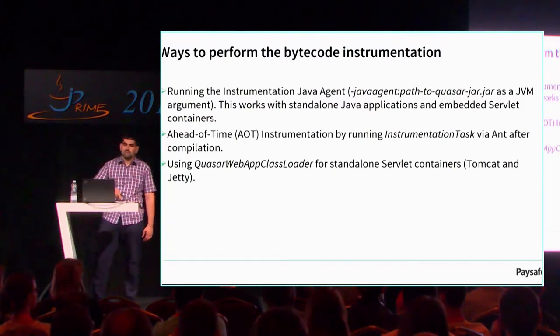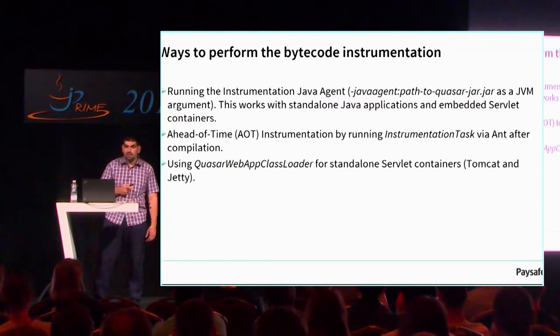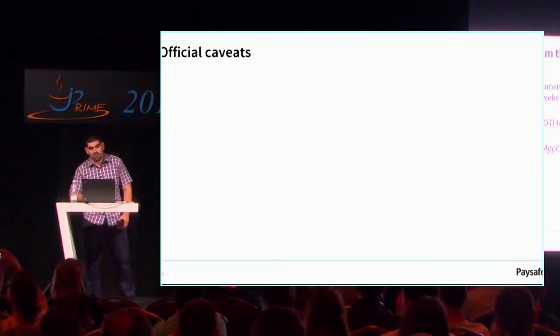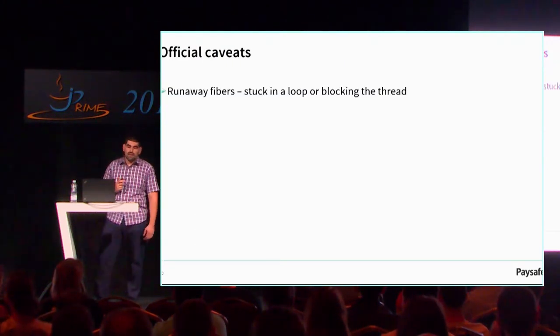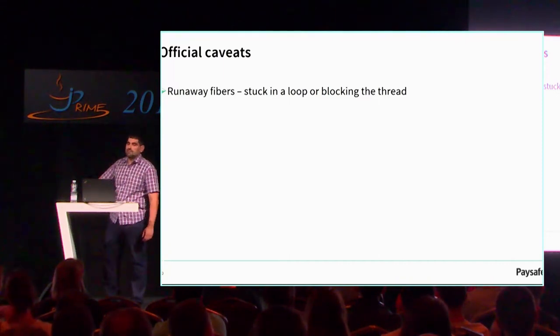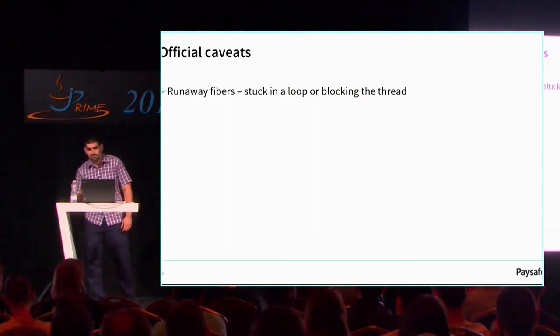And if you want to use standalone container, for now Jetty and Tomcat are supported, then you have to use a special class loader. And there are some caveats when using fibers. Runaway fibers, those are fibers that are stuck in infinite loop. Basically, it's not a good idea, but Quasar will handle it.